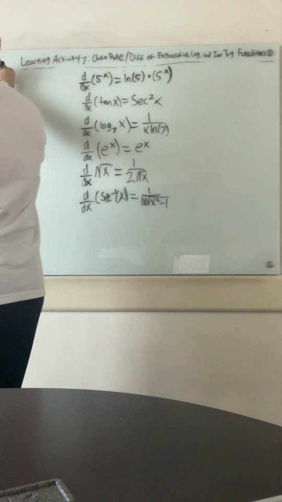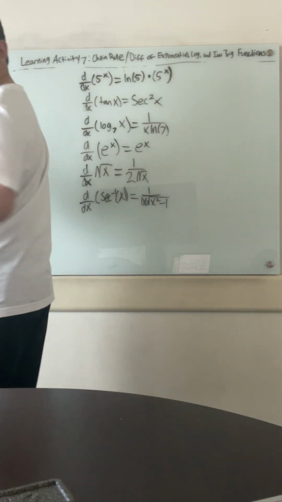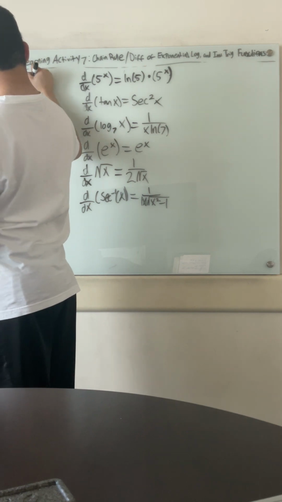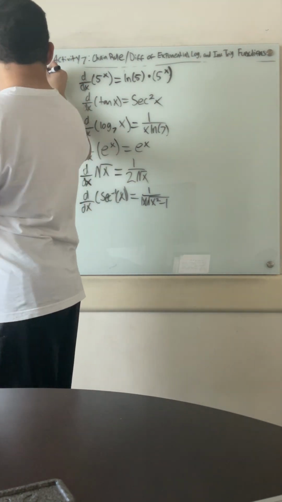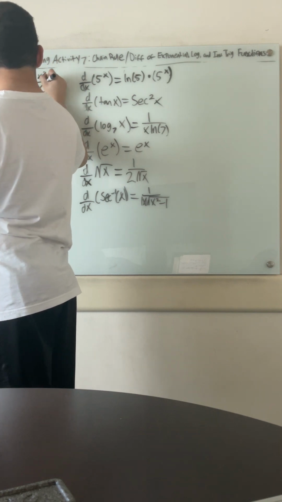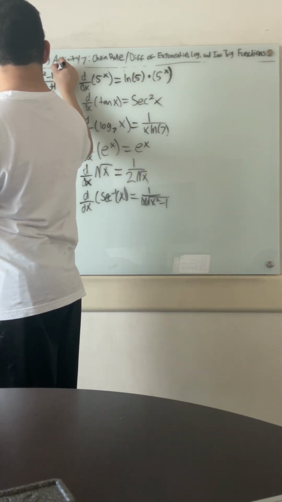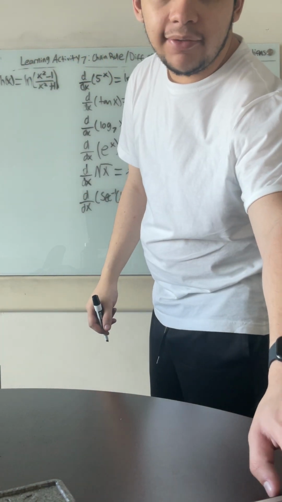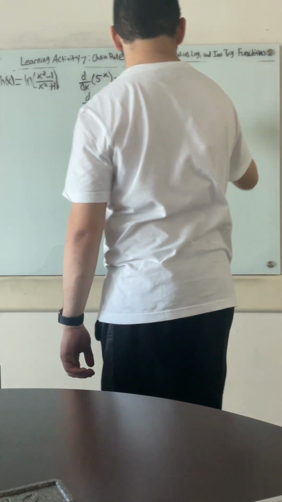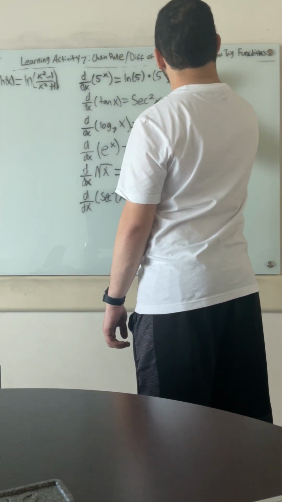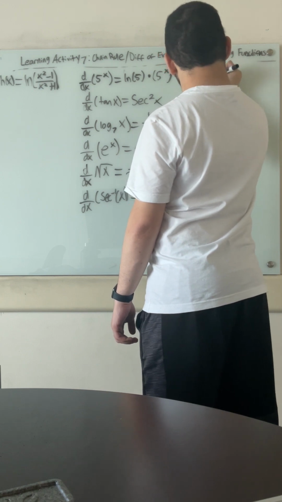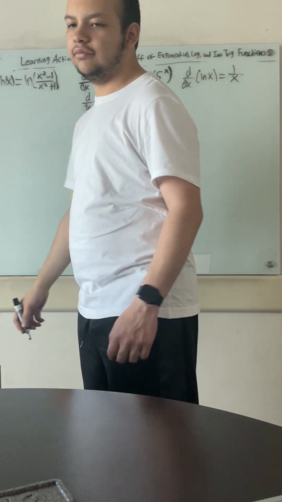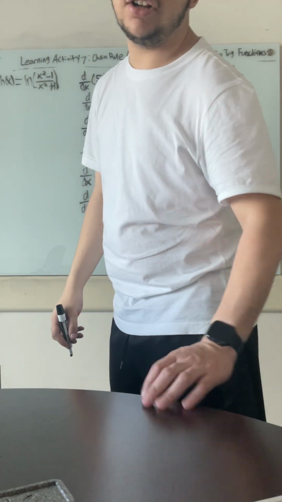All right, so 5D, we have h of x is equal to ln of (x squared minus 1) over (x squared plus 1). And let me add one more thing right here regarding the derivative of ln of x. So, the derivative of ln of x is going to be equal to 1 over x. All right, with that being said, let's jump straight into the problem.